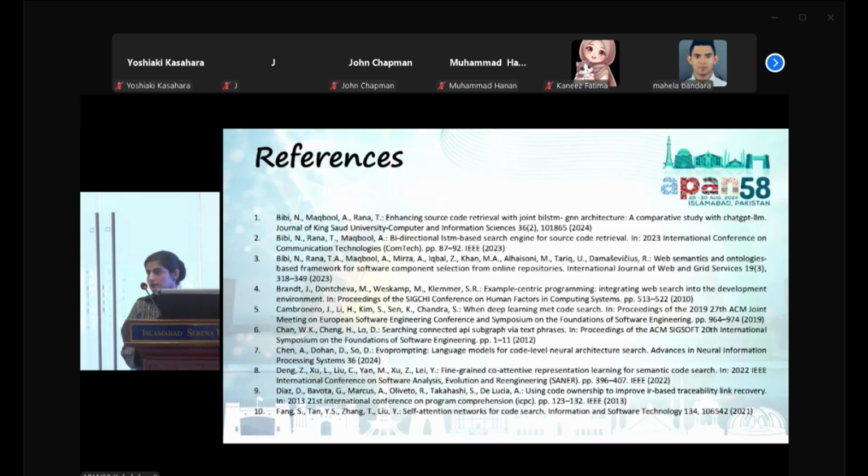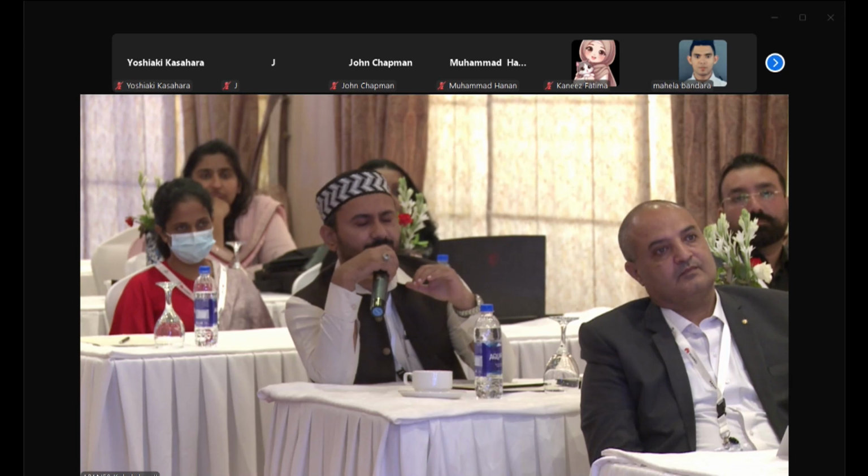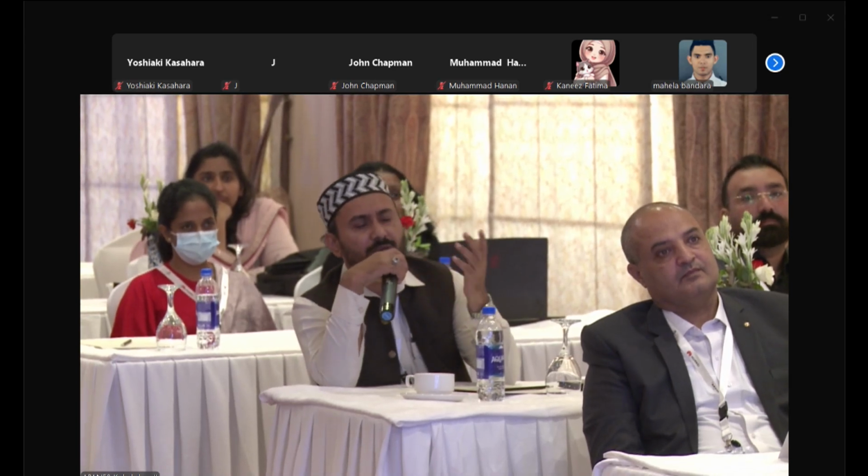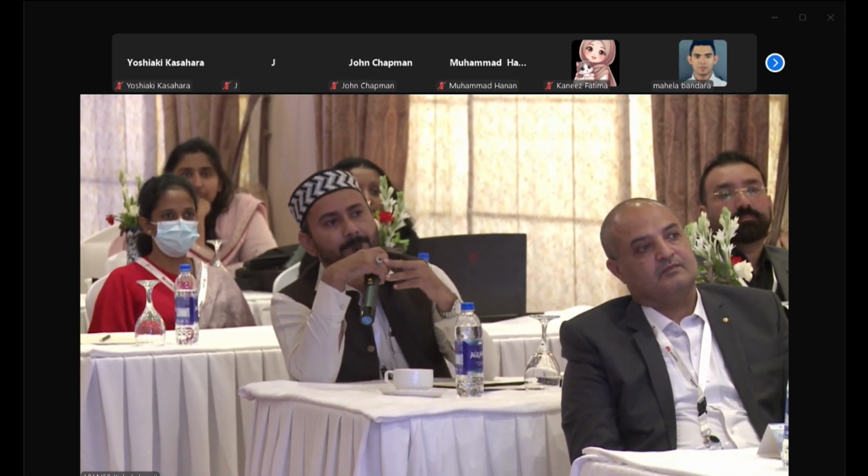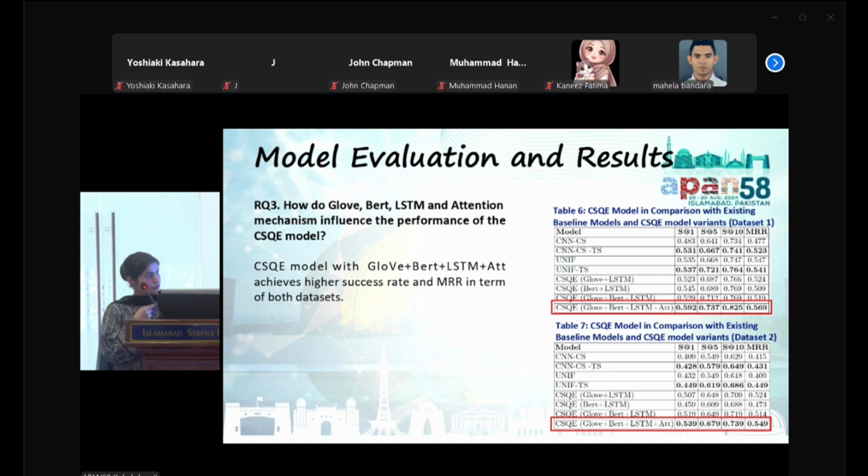Did you do any ablation study to study the effects of adding GLOVE embeddings in comparison to using only BERT embeddings? Yes, sir. We have tested the model with different variants. As you can see, we have tested the model with GLOVE with LSTM, and then we have tested the model with BERT and LSTM.